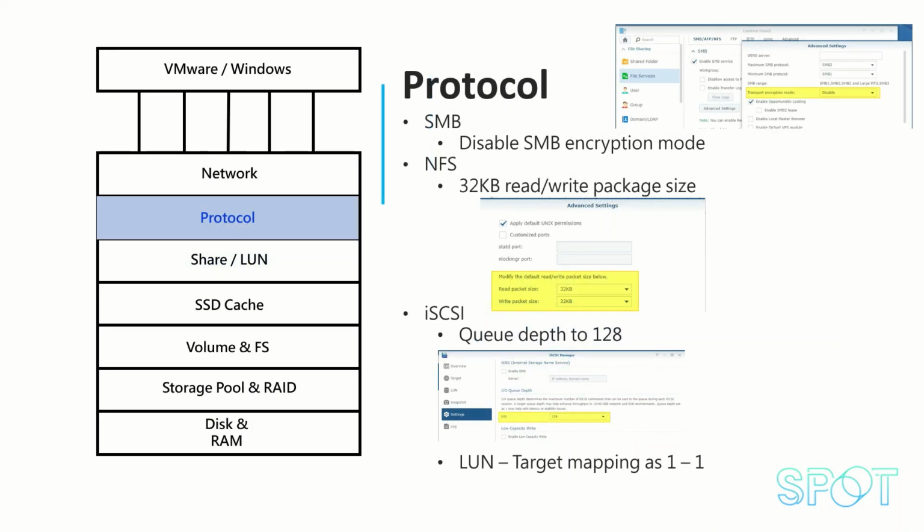Depending on the protocols you may use, you might find some performance enhancement by disabling the Server Message Block, or SMB, encryption mode, and then to set the Network File System read and write packet size to 32 gigabits per second. Now, both of these are found in the advanced settings. Additionally, you can set the iSCSI queue depth to 128, and with regards to the queue depth, the longer the queue depth, you'll generally have better performance. However, it's really not advisable to change this unless you're recommended by the vendor.